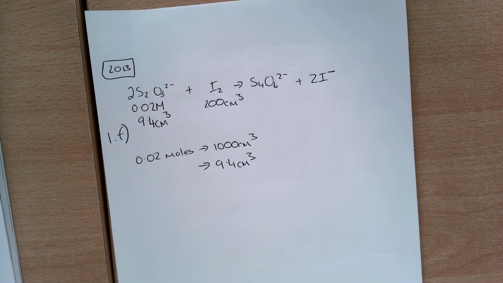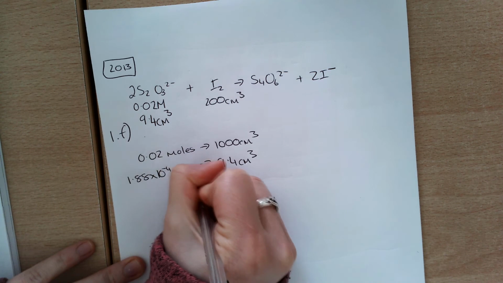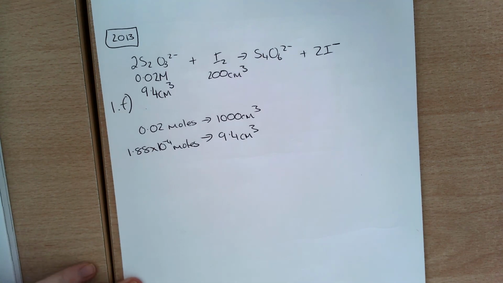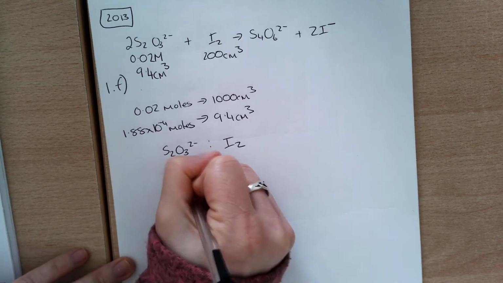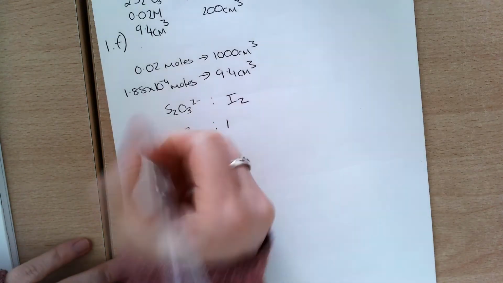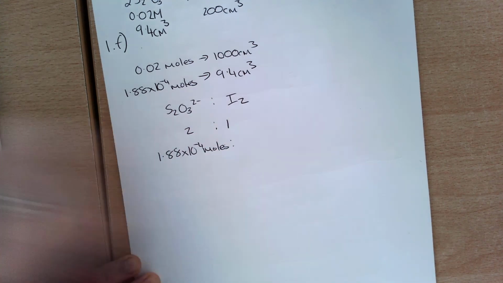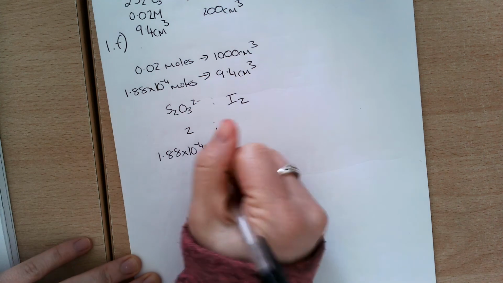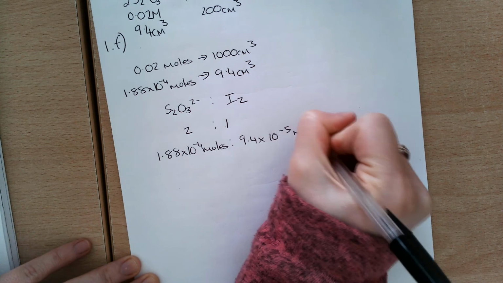So 0.02 multiplied by 9.4 divided by 1000 gives 1.88 by 10 to the minus 4 moles. That's for the 9.4 centimetres cubed. Next, I'm going to have a look at my ratio of S2O3 2- to I2. The ratio there is 2 to 1, 2 sodium thiosulfates to 1 iodine. So I've worked out I have 1.88 by 10 to the minus 4 moles of sodium thiosulfate. I multiply that by 1 divided by 2 to give me 9.4 by 10 to the minus 5 moles of iodine.